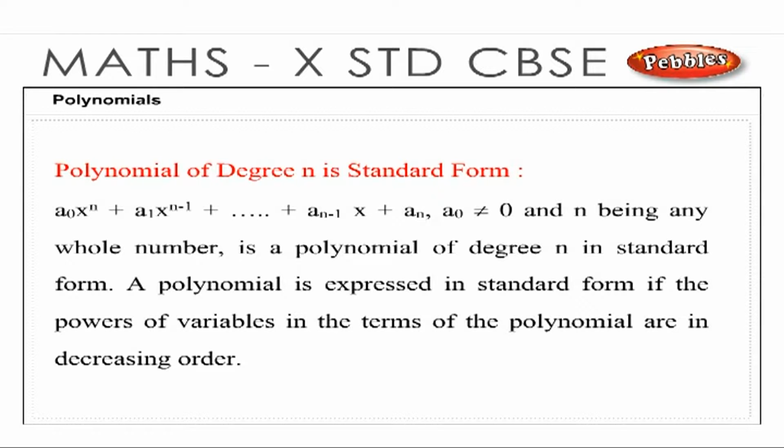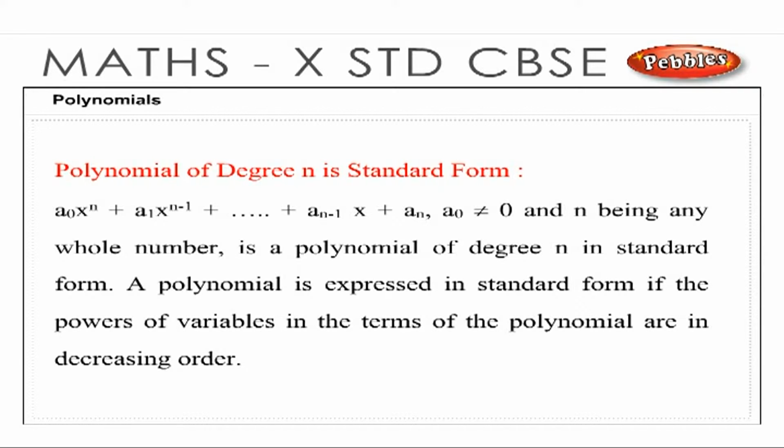Polynomial of degree n in standard form. a0 x to the power of n plus a1 x to the power of n minus 1 plus up to plus a(n minus 1) x plus an, a0 not equal to 0, and n being any whole number, is a polynomial of degree n in standard form.